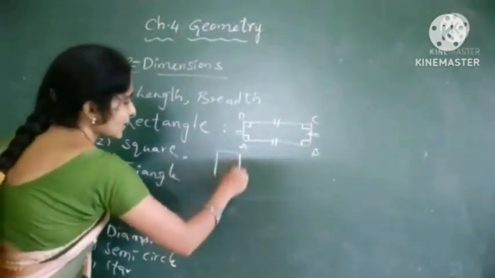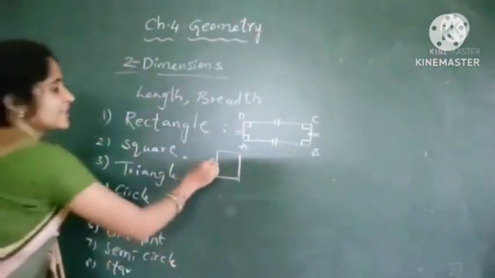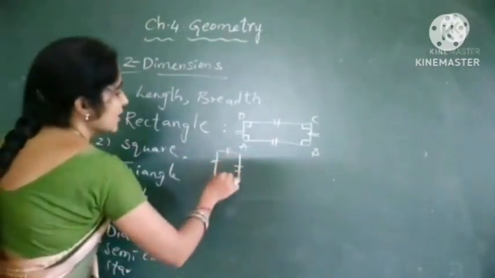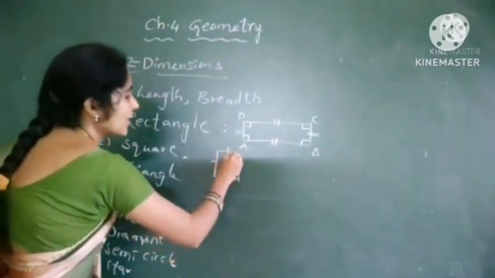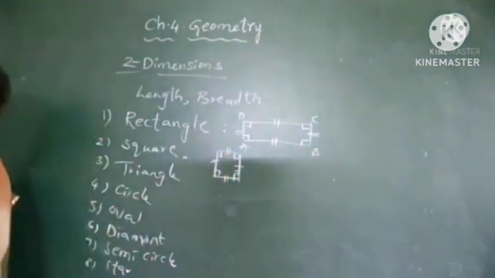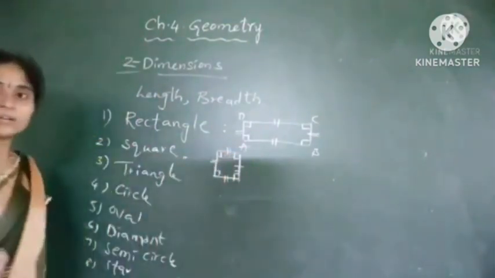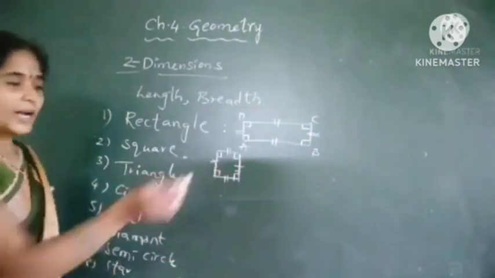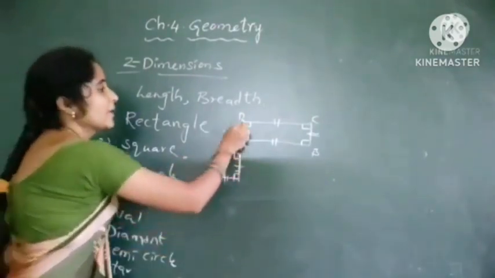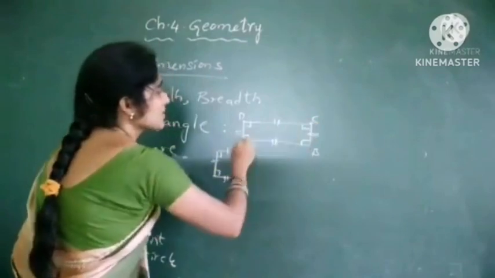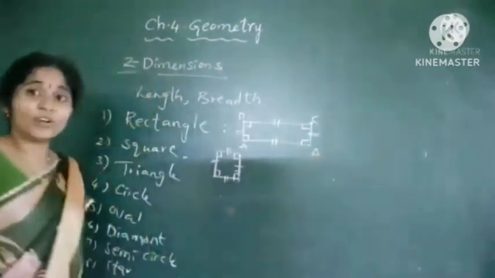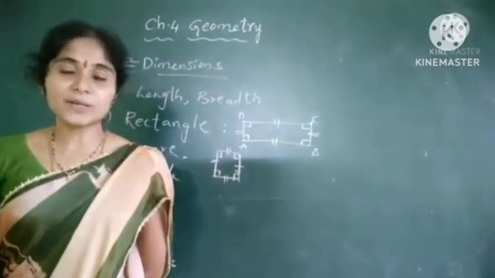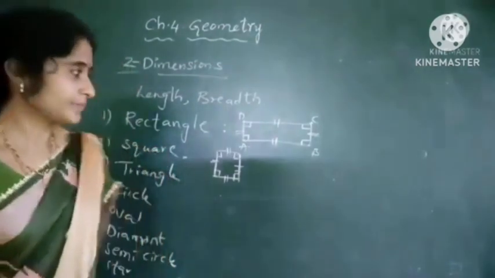Coming to the square. In a square, all sides are equal. Here all angles are also 90 degrees, and all angles are equal. It also has 4 sides and 4 corners. These are corners. Corners are nothing but vertices. Vertex is the singular form, and vertices is the plural form of vertex.